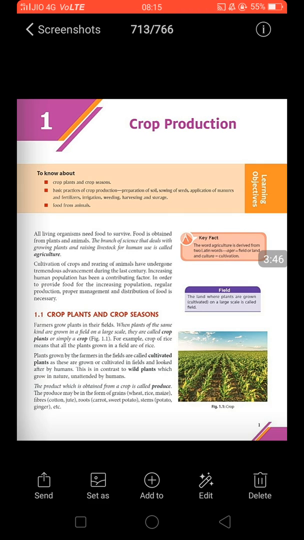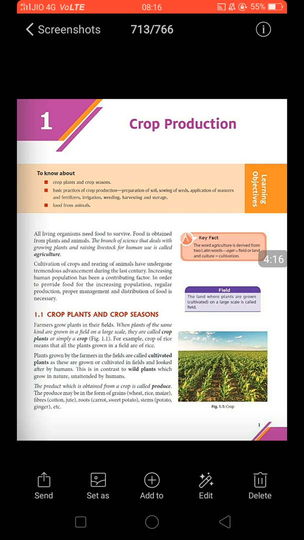And now what is a field? A field is the land where plants are grown on a large scale. That may be 1 acre, 2 acres, or in hectares also. So that is called a field, on which plants of the same category are grown. For example, a crop of rice means that all the plants grown in the field are rice. If we are talking about wheat, then all the plants are wheat.